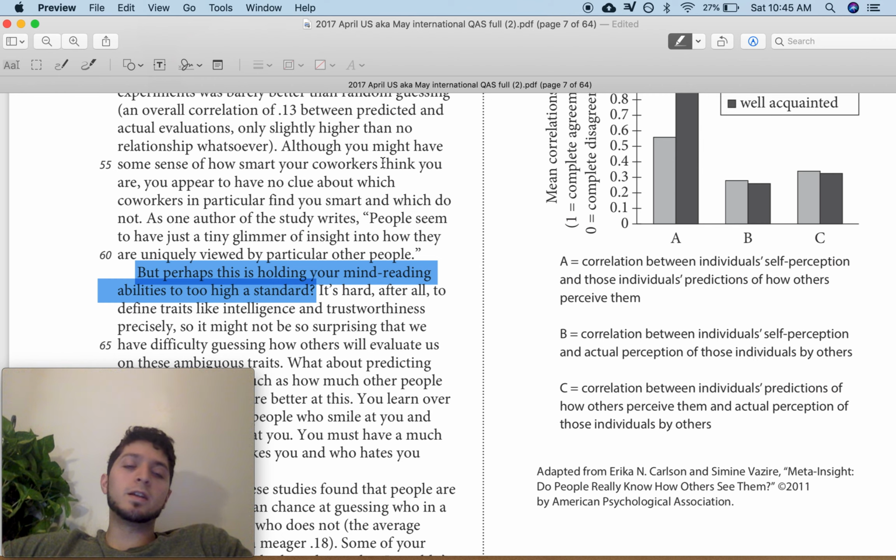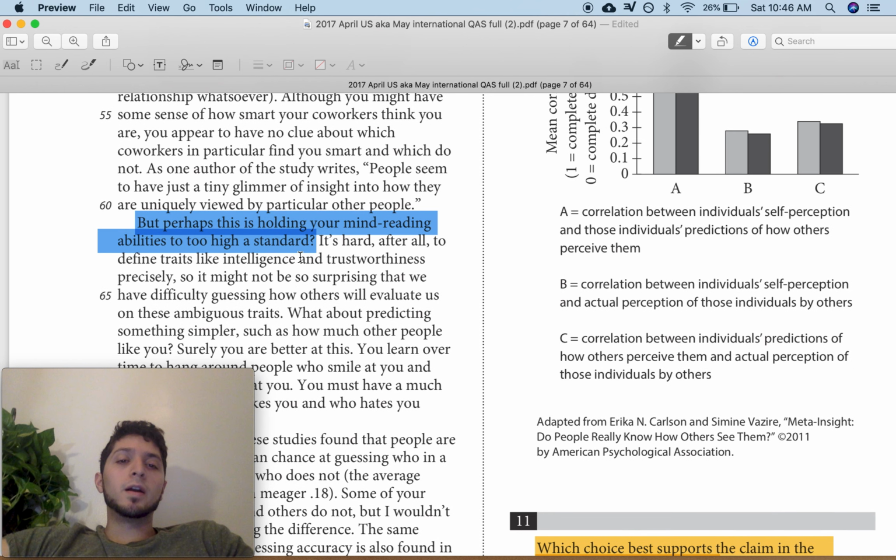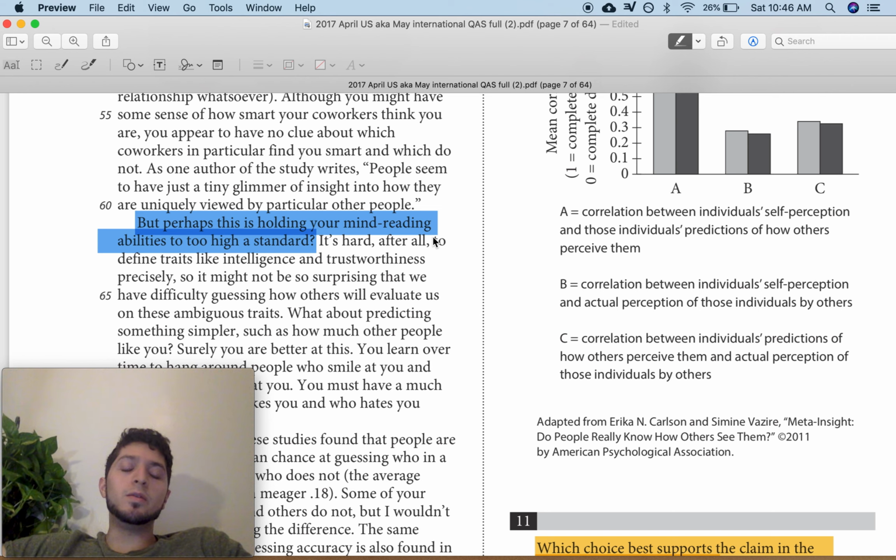So here the author is sort of saying, maybe we're being too harsh. Maybe the reason that we're not so good at predicting how other people feel about us is because we're not really good at having a common understanding of what intelligence might mean or what trustworthiness might be, because these are sort of vague terms. Maybe the issue is not that we misunderstand, it's just that we use these terms in different ways, so they're not always going to match or be in alignment. In any case, if we focus on what "mind reading" is talking about, we should understand it's a little bit tongue-in-cheek. The author doesn't really expect us to have mind reading abilities and to actually know what another person is thinking.